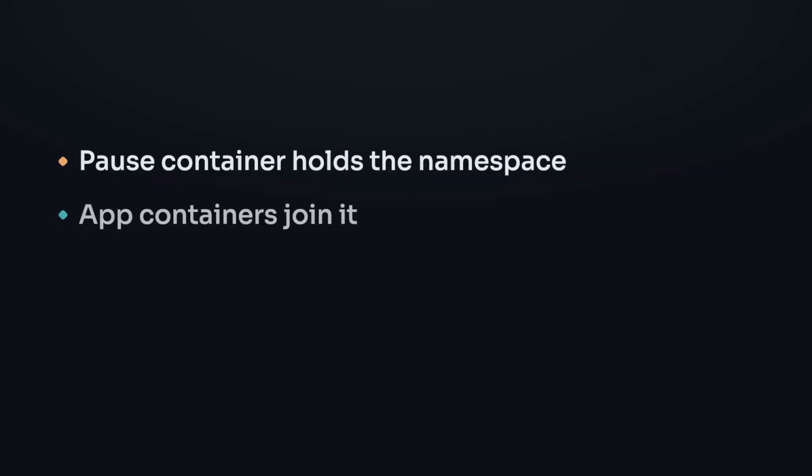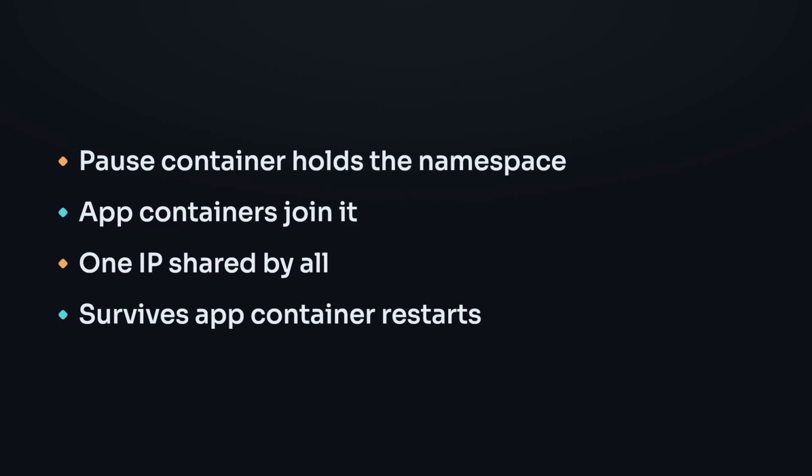The shared namespace is created by a hidden helper called the pause container. It starts first, claims the network namespace, and holds it open. Your actual containers then join that same namespace. Because the pause container just sits there doing nothing, a network identity survives even if your app container crashes and restarts. That stability is why every container in the pod keeps the same IP for the pod's whole lifetime.